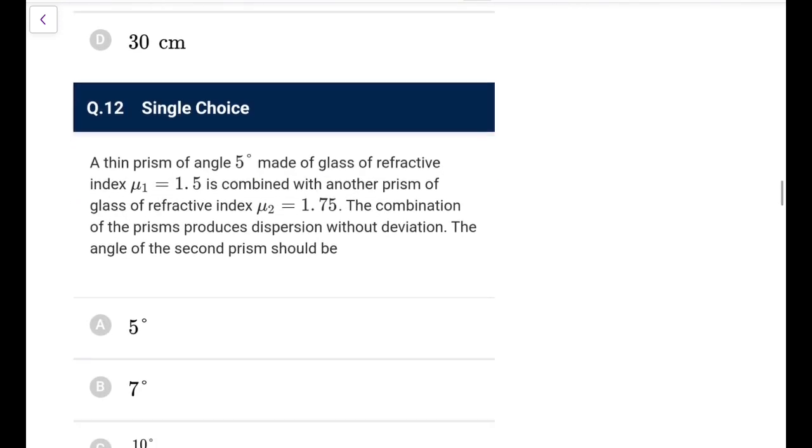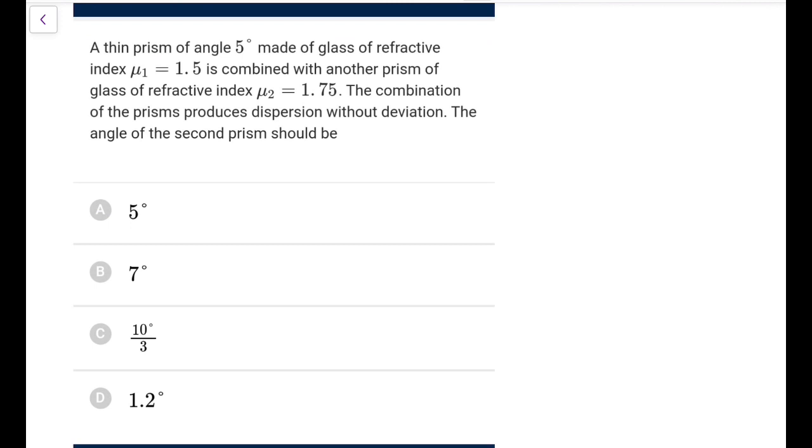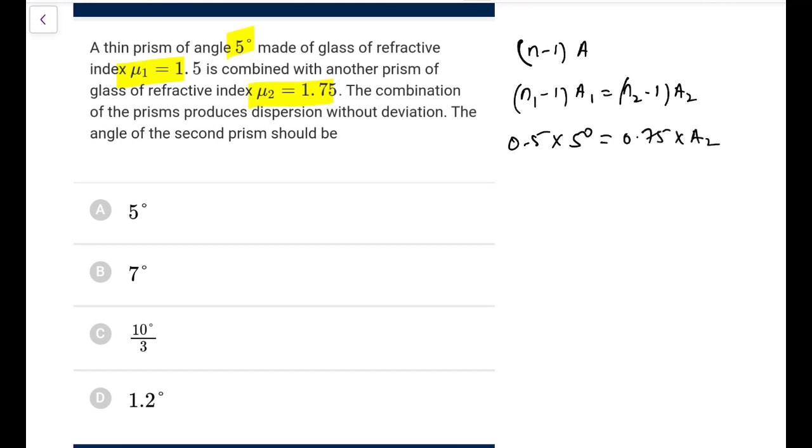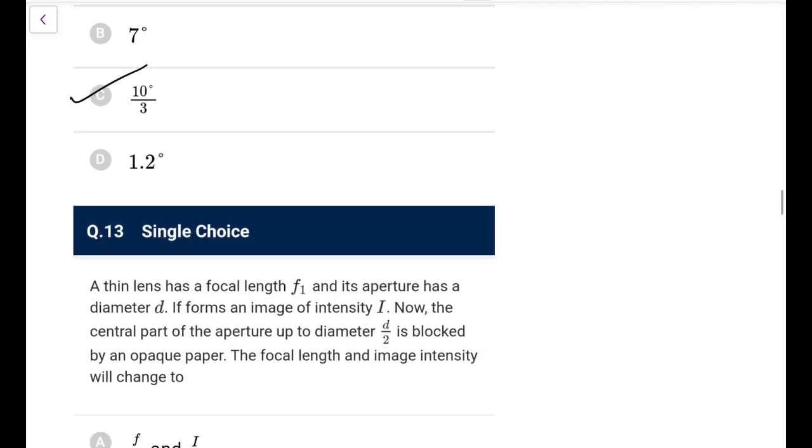Next one, this is for the prism. Thin prism of angle 5 degree made of glass of refractive index 1.5 combined with another prism of 1.75 produces dispersion without deviation. Find the angle of the second prism. 5 degrees is a small angle, you remember. So no deviation, so both deviations would be opposite and equal, and deviation we say is n minus 1 into A. So n1 minus 1 into a1 must be equal to n2 minus 1 into a2 for no deviation. So it is 0.5 into 5 degrees equals 0.75 into a2, so a2 comes out as 2 by 3 into 5 degree, 10 by 3 degrees. That is what you are going to write. Go with option C, standard case if you remember.